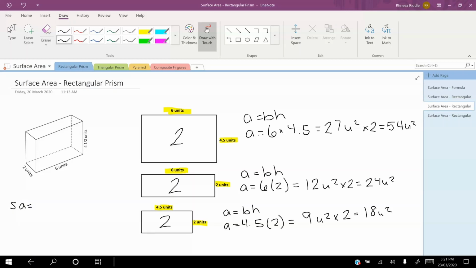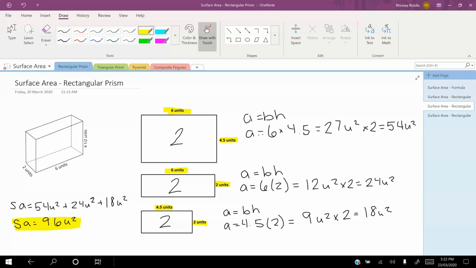So we found that the 2 area faces of this first block is 54 units squared. We're going to add that to the second face, which is 24 units squared, and add that to that last one, which is 18 units squared. And when we add those up together, we should get 96 units squared. And that is the surface area of our entire rectangular prism.